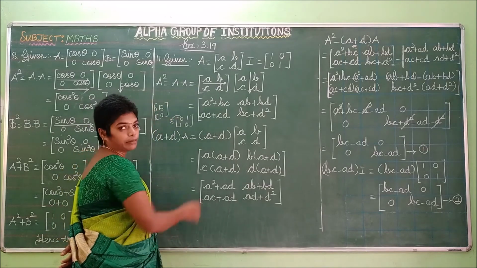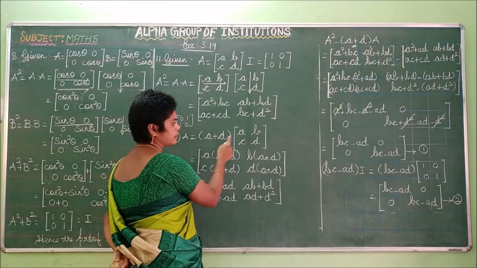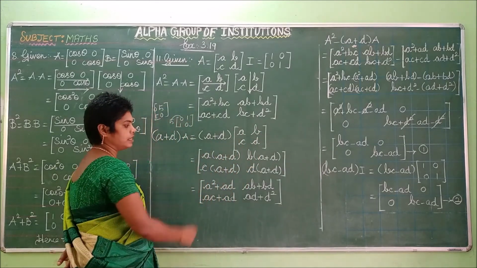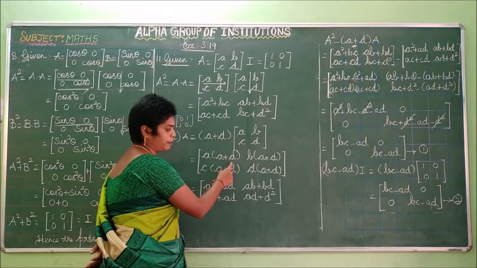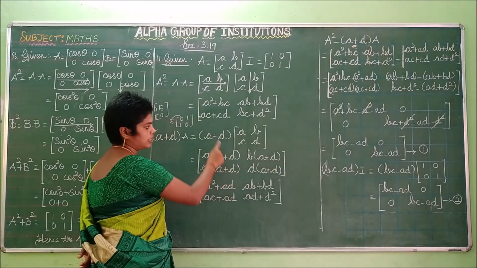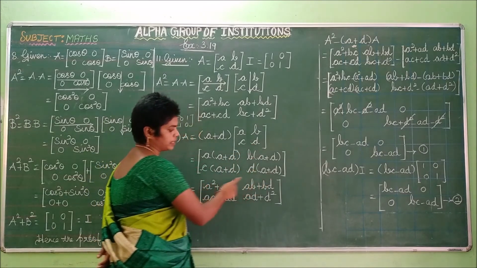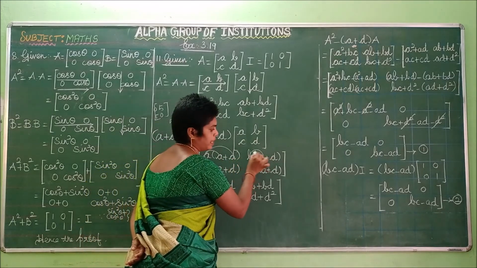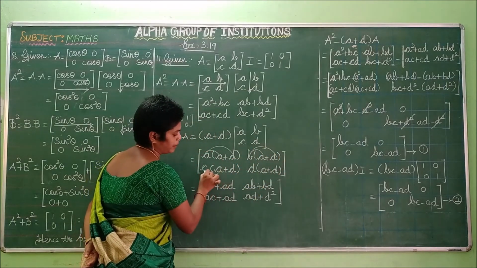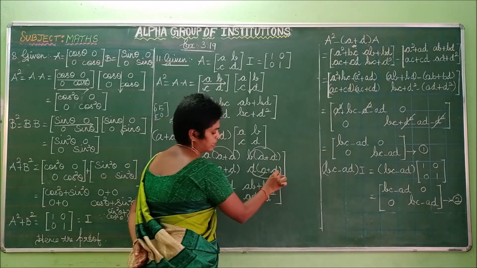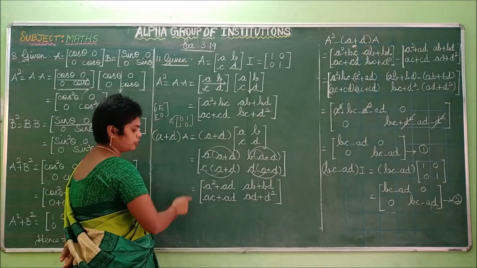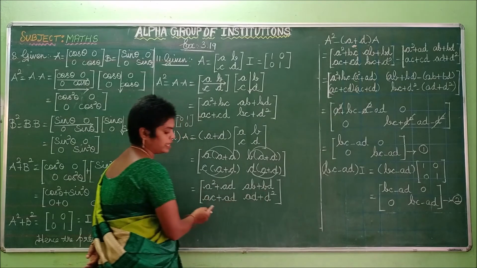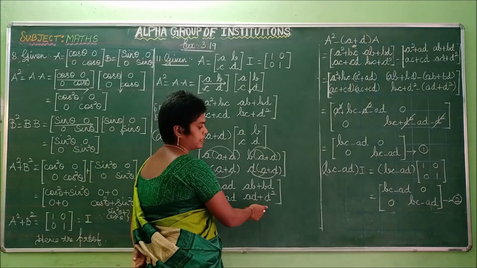In a similar way, you can multiply this alphabetical term also. (a plus d) into [a b; c d]: each and every term will be multiplied with a plus d. So first value a into (a plus d), b into (a plus d), c into (a plus d), d into (a plus d). Finally, a squared plus ad, ab plus bd, ac plus cd, ad plus d squared.